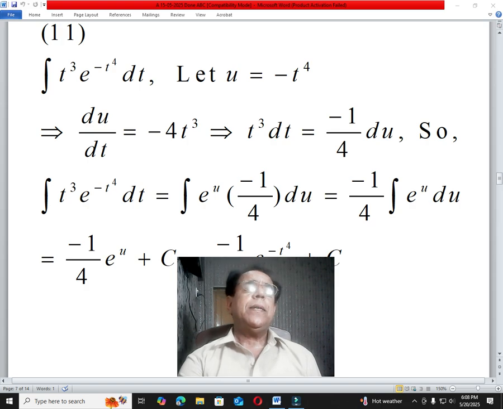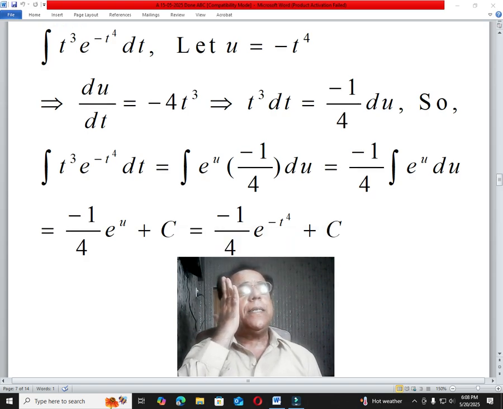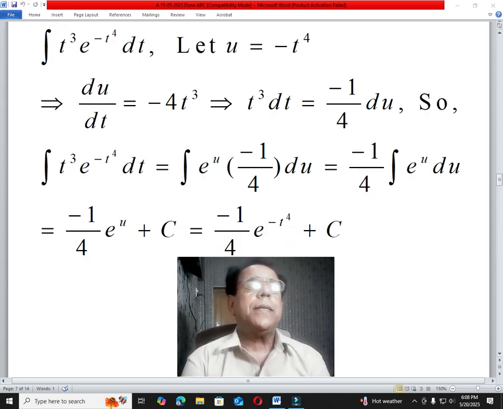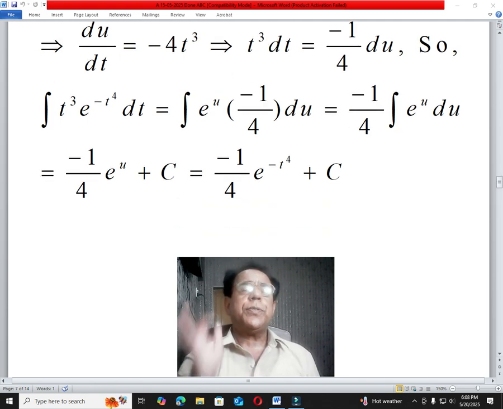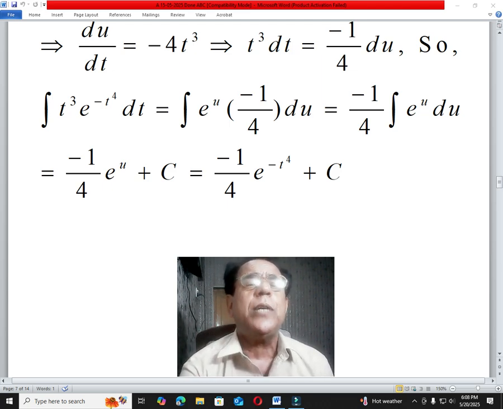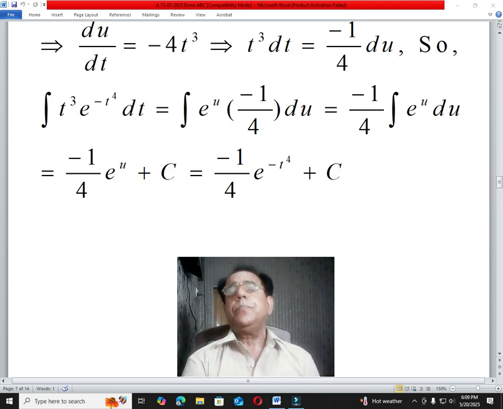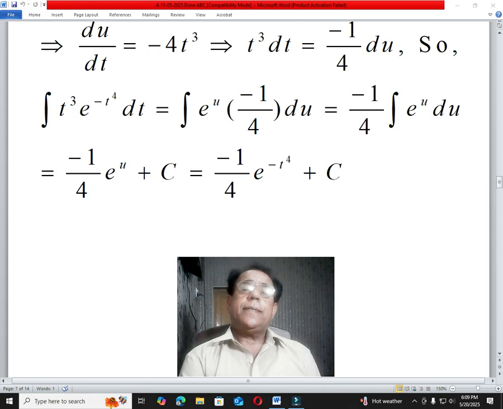So the given statement, integral t cube e raised to power minus t raised to power 4 dt, becomes equal to integral e raised to power u into minus 1 by 4 du. Yes, students, here because minus 1 by 4 is constant, it will be taken out and written prior to the sign of integration. So our next step becomes minus 1 by 4 integral e raised to power u into du.